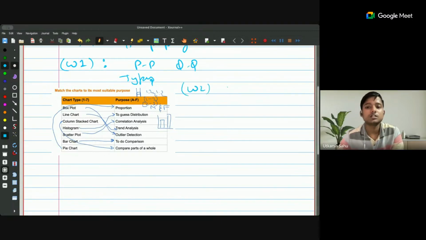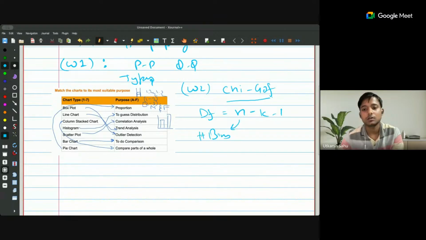Coming to week 2, which is basically chi-square goodness of fit. Here most of the confusion comes in the degree of freedom. What is degree of freedom? N minus k minus 1. N is the number of bins. K is the number of parameters which you will be estimating from the sample.